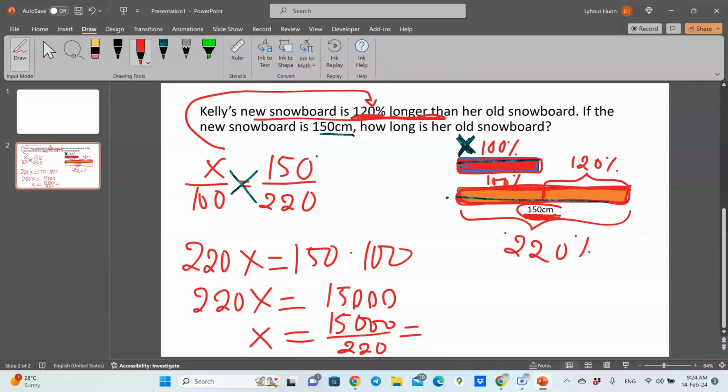So it can't be lesser than 150, or even two times. Lesser than 150? Yes, lesser than. But I was doing the actual thing. I was doing 15,000 divided by 220.